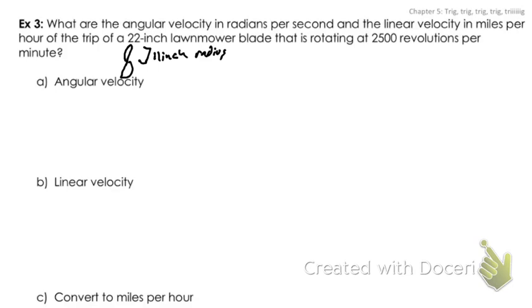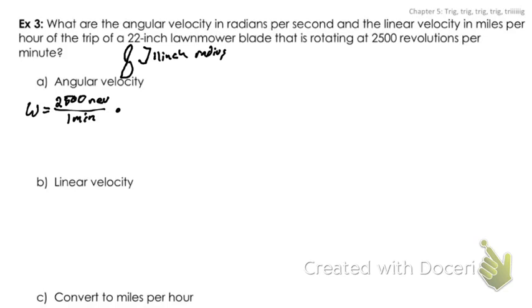All right, angular velocity. Almost every time you're going to find angular velocity, you're going to start with revolutions per something, per minute, per hour. We look up there and it says there's 2,500 revolutions per minute. So that is the start of our angular velocity. So we have 2,500 revolutions per 1 minute. Well, it says what are the angular velocities in radians per second. So I want radians per second.